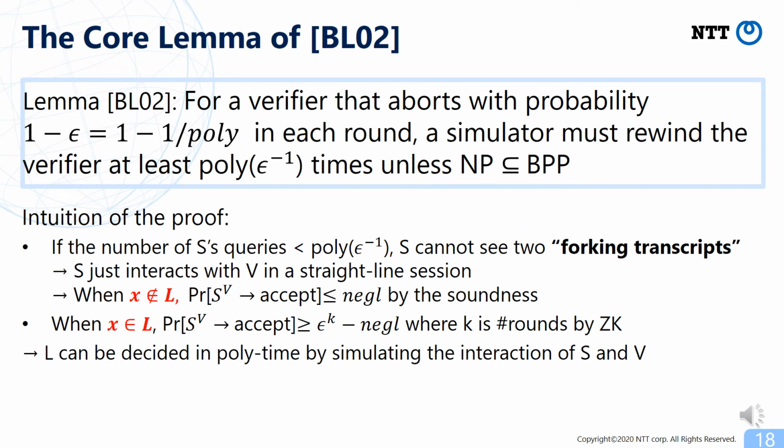Therefore, for the simulator to correctly simulate this execution, this probability should be negligibly close to epsilon to the k by the zero-knowledge property. And because we set epsilon to be inverse polynomial, there is a noticeable gap between the no instance case and the yes instance case. Therefore, this means that L can be decided in polynomial time, which means that L is in BPP. So this is the proof sketch of the Barak-Lindell lemma.